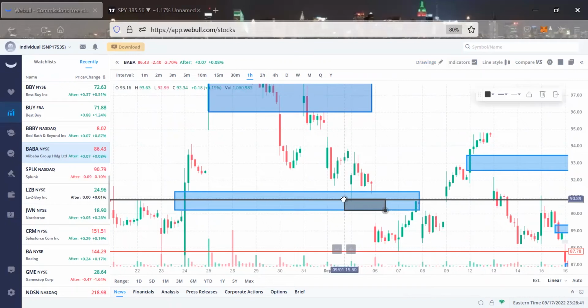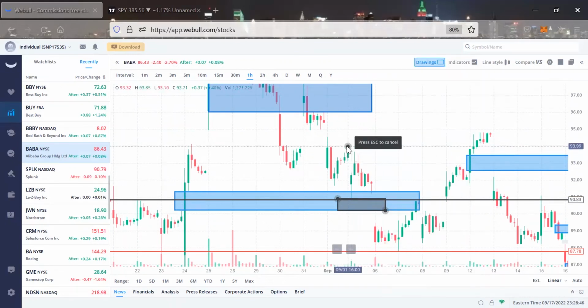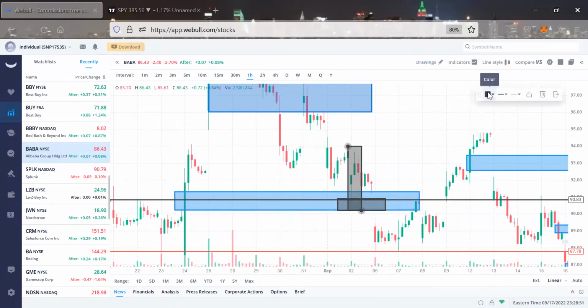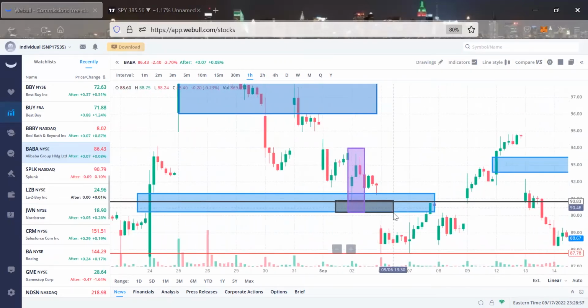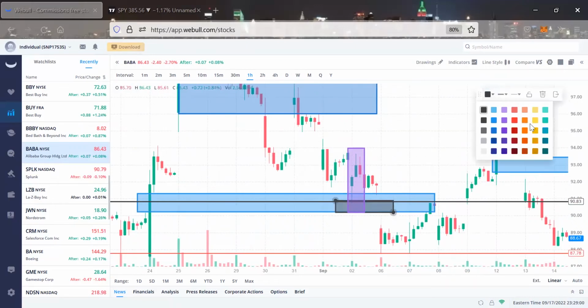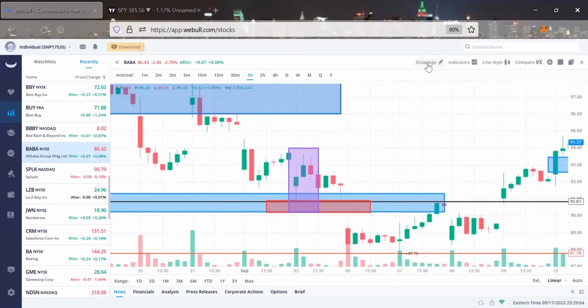We want to capture this move right here. Let's make it purple so it's easier to spot later on. If we were taking this trade, our stop loss would be below that other 50, below that other 50. And after that, our price target.